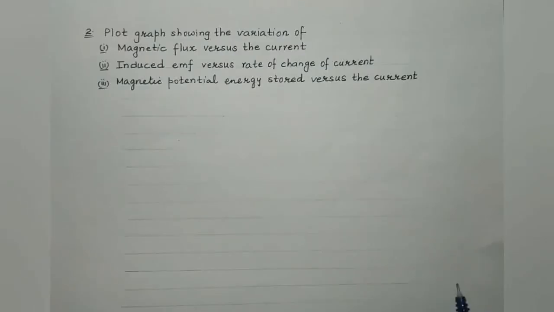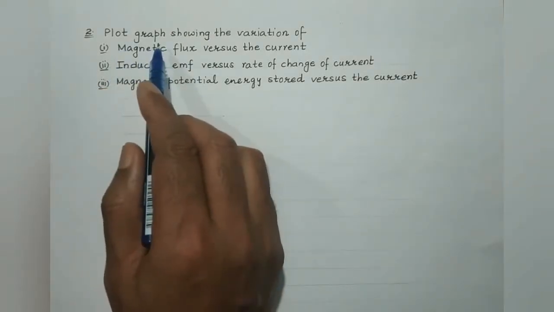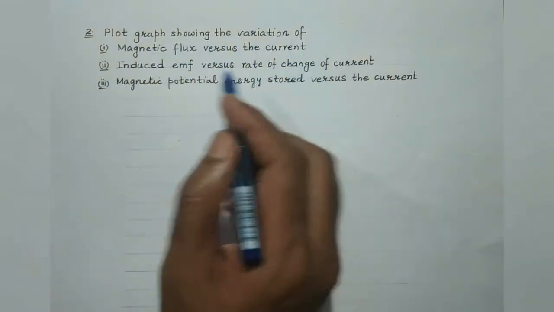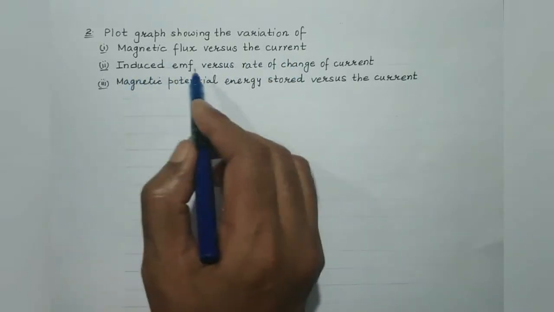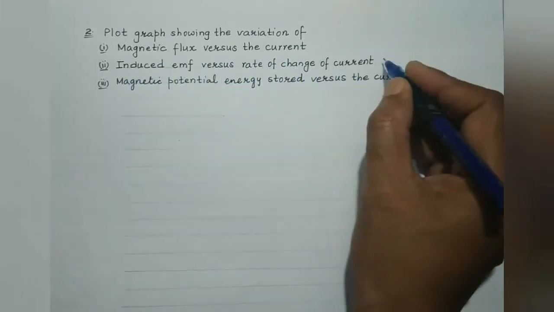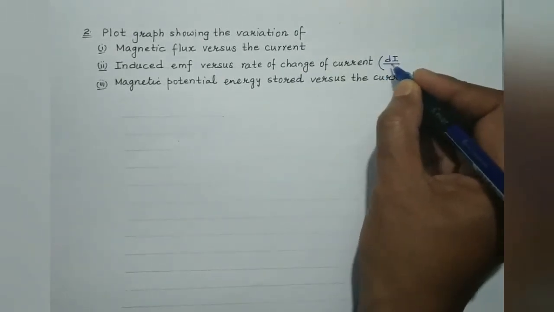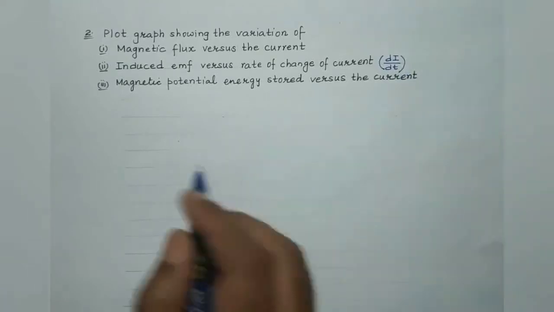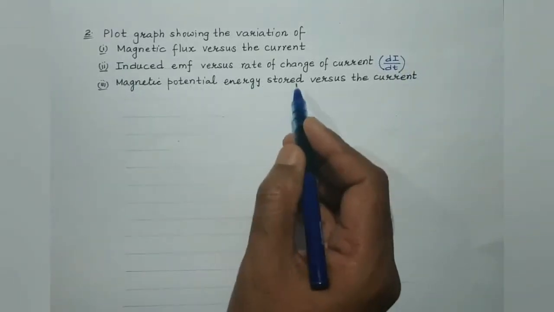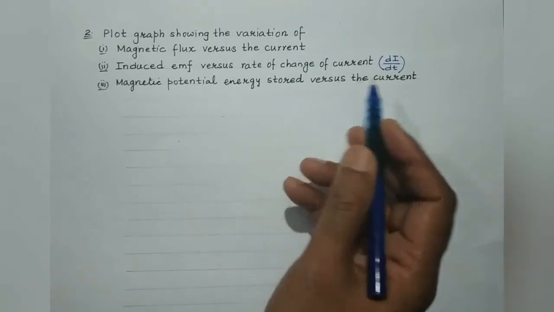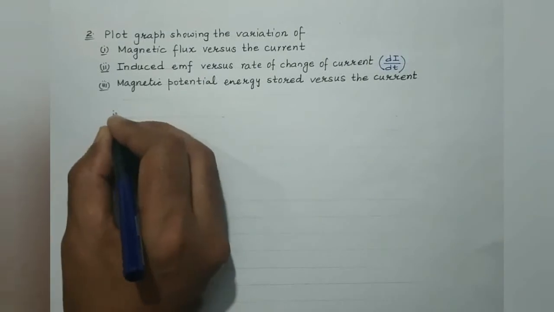Okay, now let's discuss the second question. We are supposed to plot a graph which shows the variation of magnetic flux versus the current. Second part is induced EMF versus the rate of change of current. Rate of change of current is di by dt. And third is, we are supposed to plot a graph between the magnetic potential energy stored in a coil versus the current, right? So let's discuss the first part.